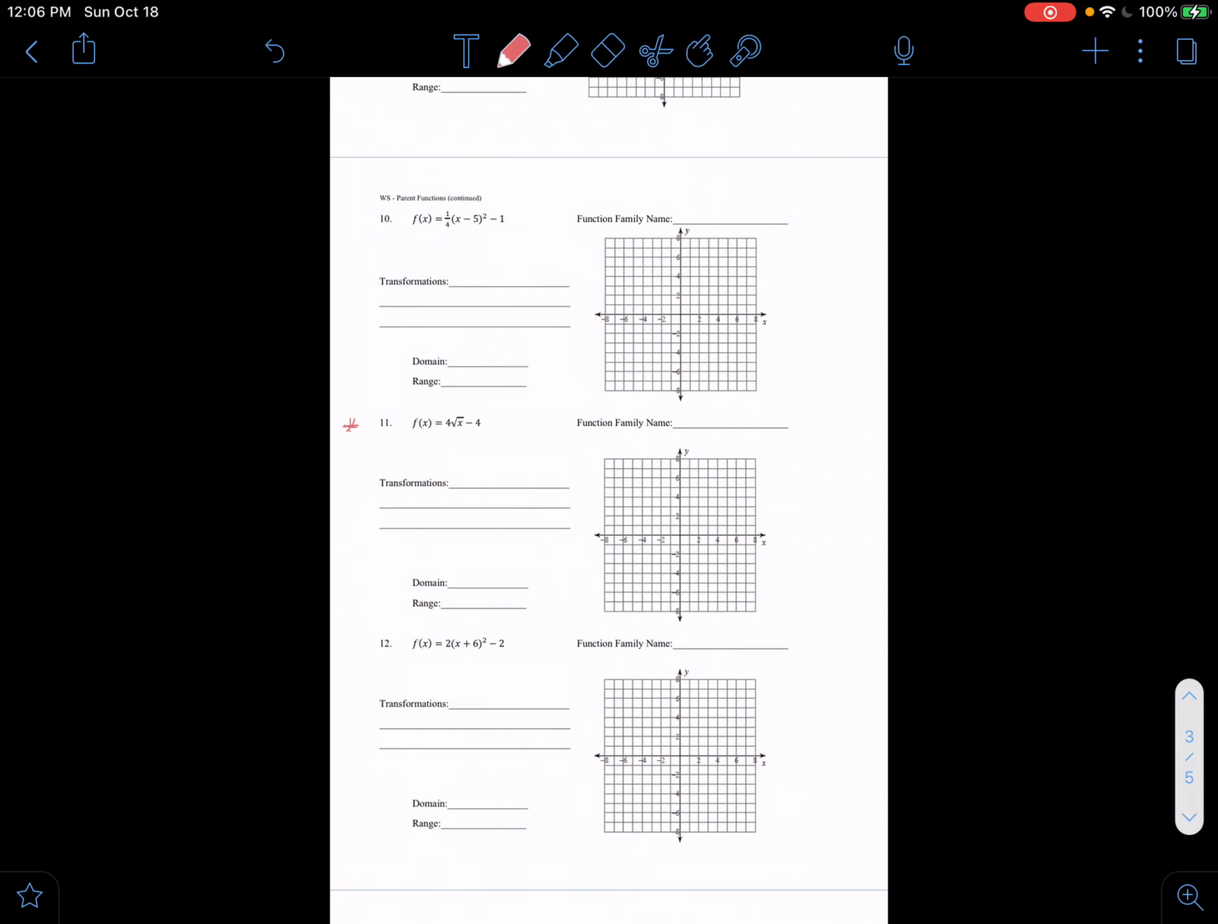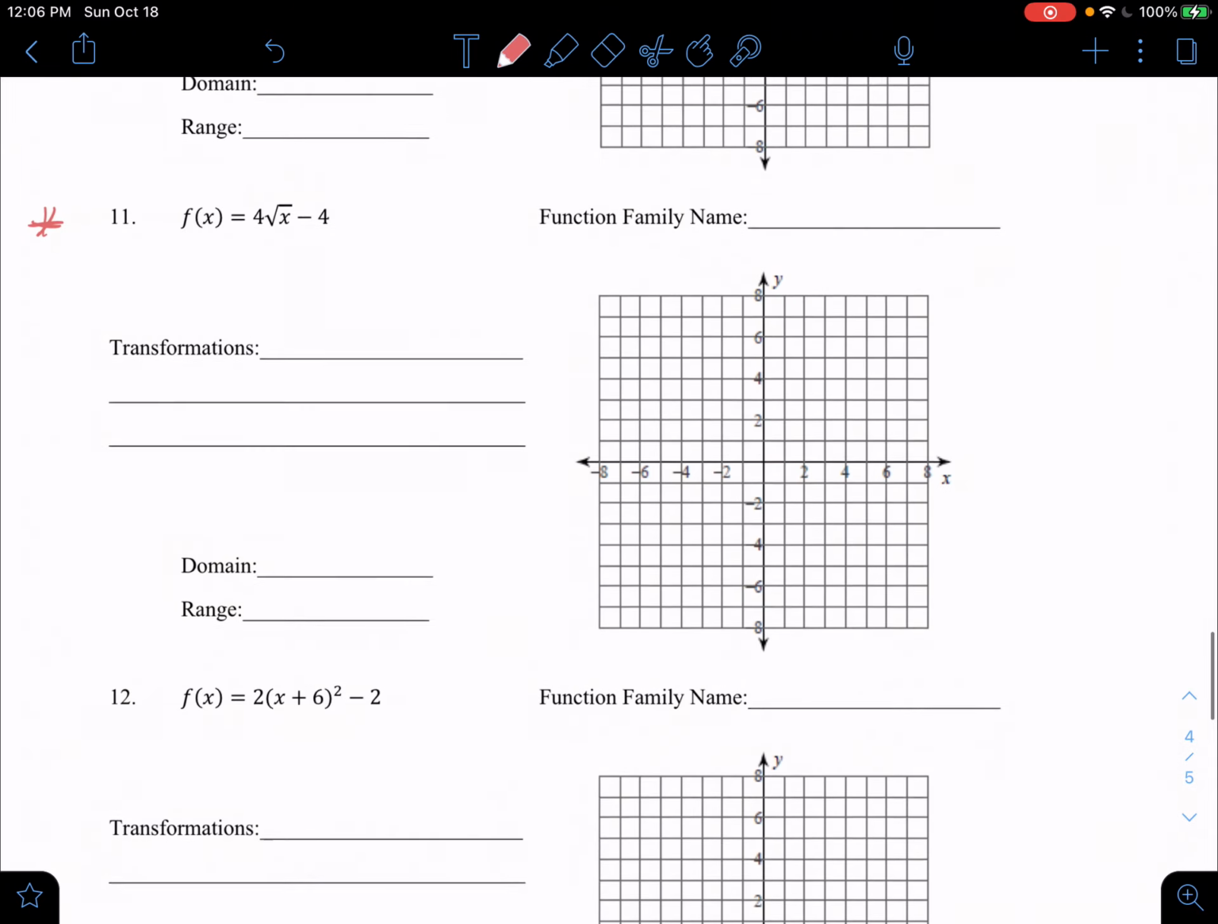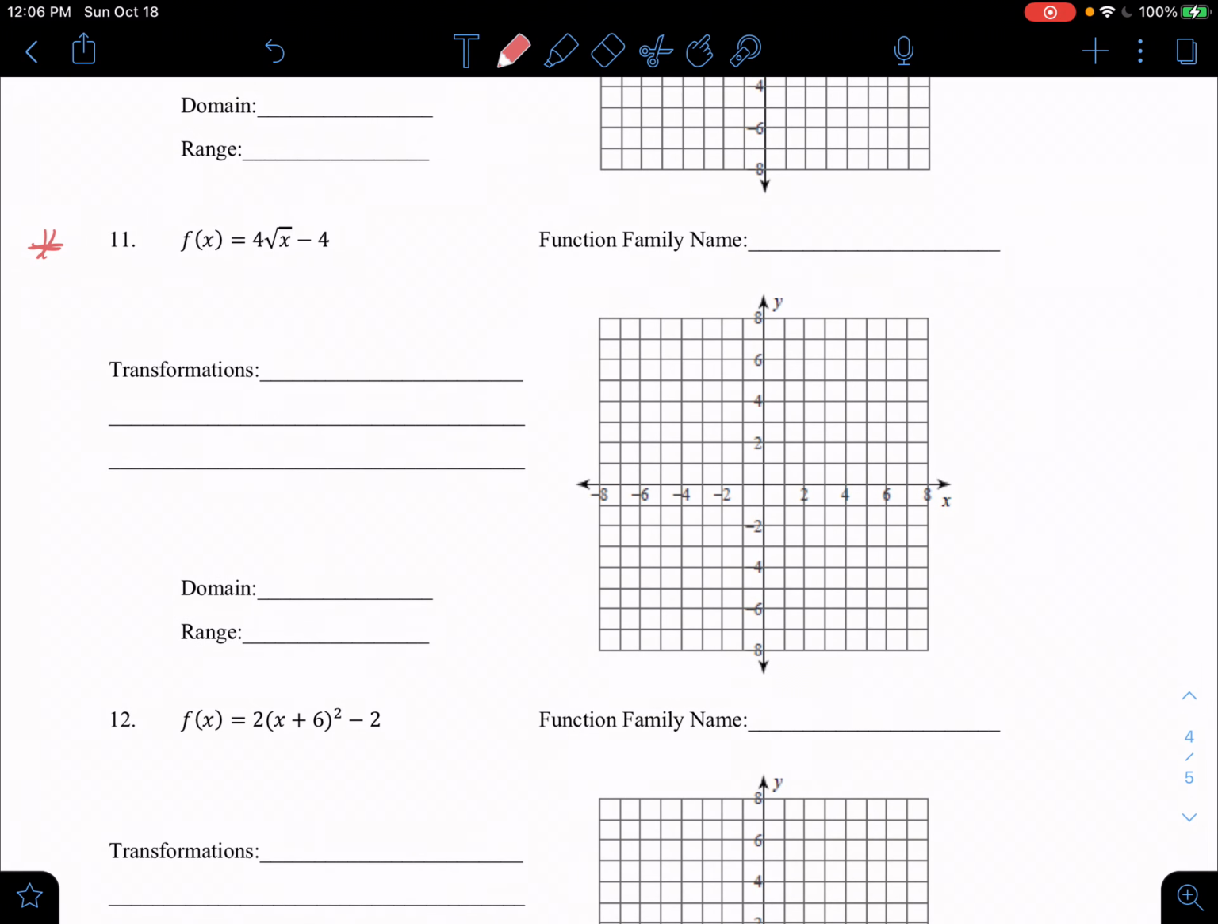Let's do one more of these together, and then I think you guys will have 5 left for homework. So doing problem number 11. Again, in this one, we see that we are dealing with the square root.